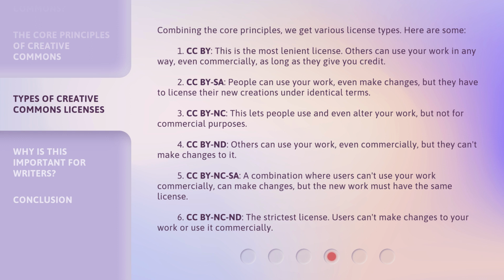This lets people use and even alter your work, but not for commercial purposes. 4. CC BY ND. Others can use your work, even commercially, but they can't make changes to it. 5. CC BY NC SA. A combination where users can't use your work commercially, can make changes, but the new work must have the same license. 6. CC BY NC ND, the strictest license. Users can't make changes to your work or use it commercially.